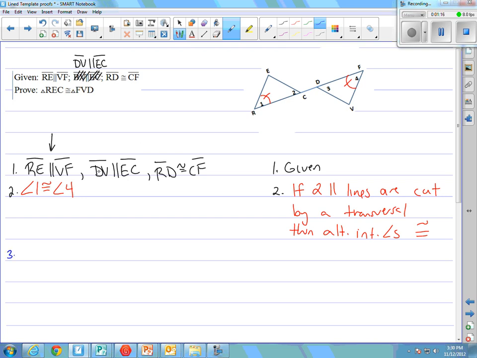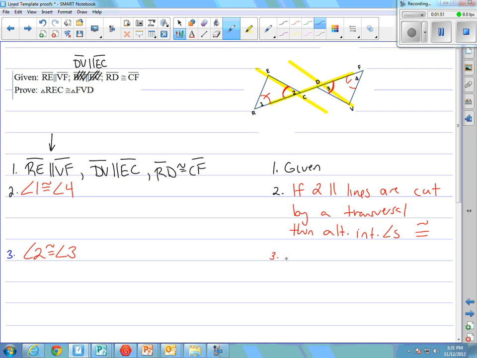Okay, so I'm going to look at DV being parallel to EC. So there's EC, there's DV. There's DV, cut by that transversal. Here, you should recognize that this angle 2 is the same as angle 3 because those angles are alternate exterior. So I said angle 2 is congruent to angle 3.